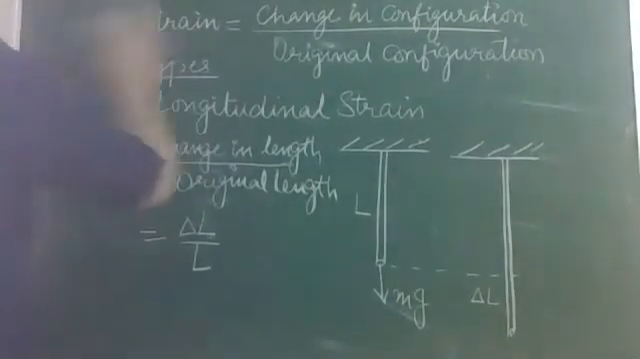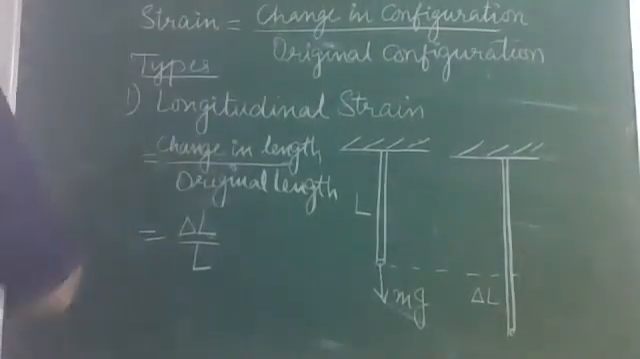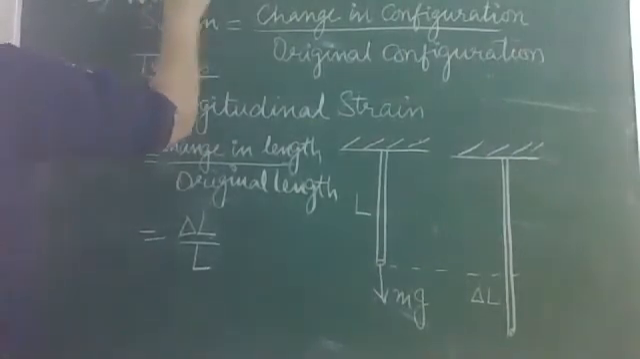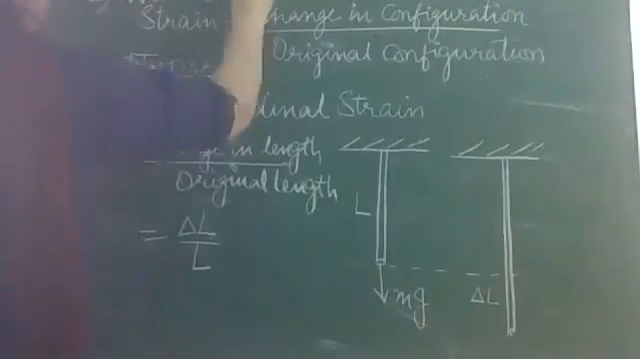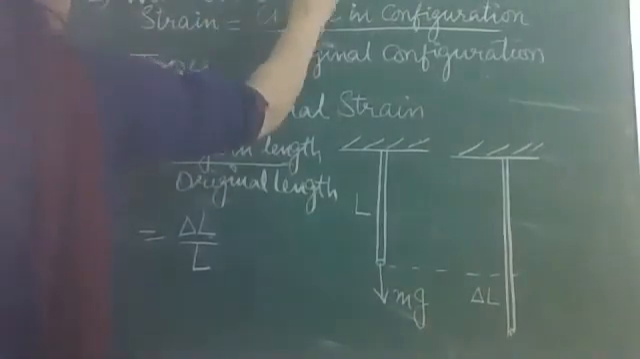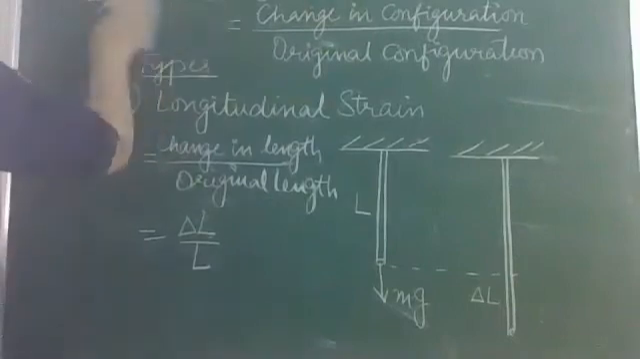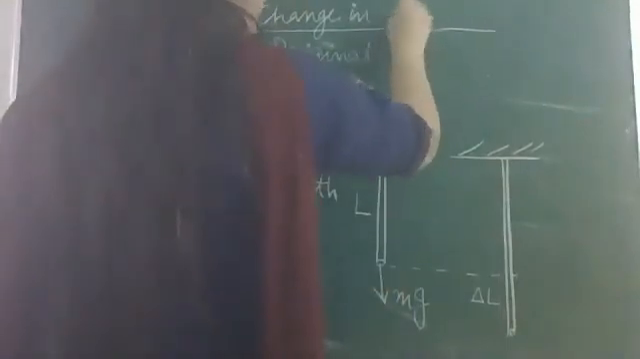Then we come to the next type, that is volumetric strain. Volumetric strain. Okay, so this volumetric strain is equal to change in volume. By the name it is clear. Here what is changing? Volume is changing. So it is change in volume per unit original volume.